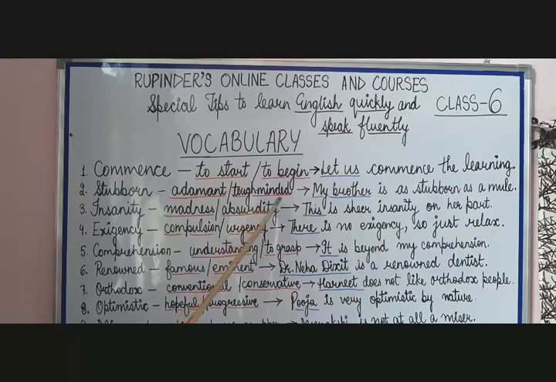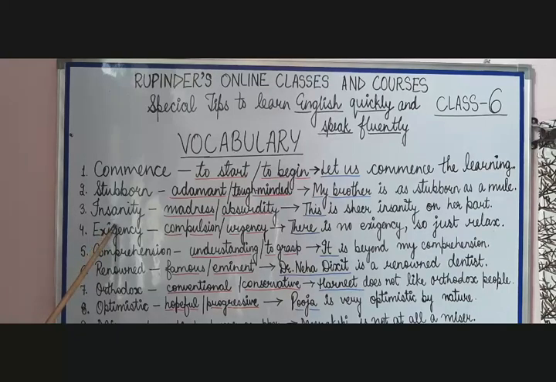So, my brother is my subject here. My brother is as stubborn as a mule. Mule के जितना stubborn है वो. This is a phrase in English.